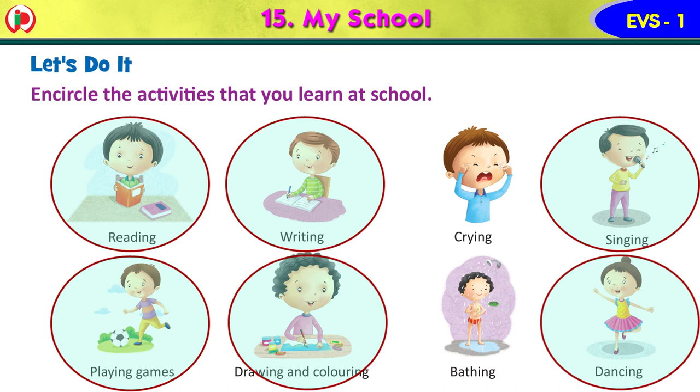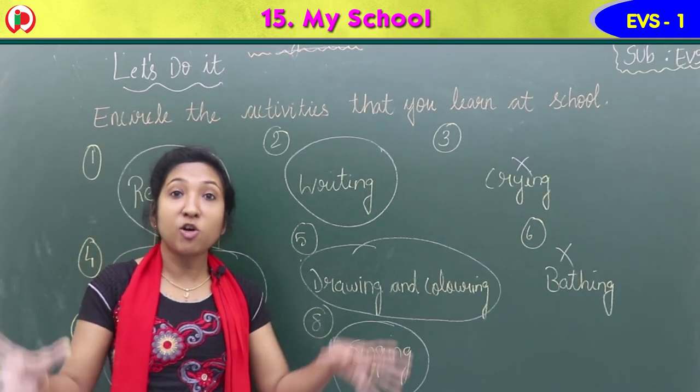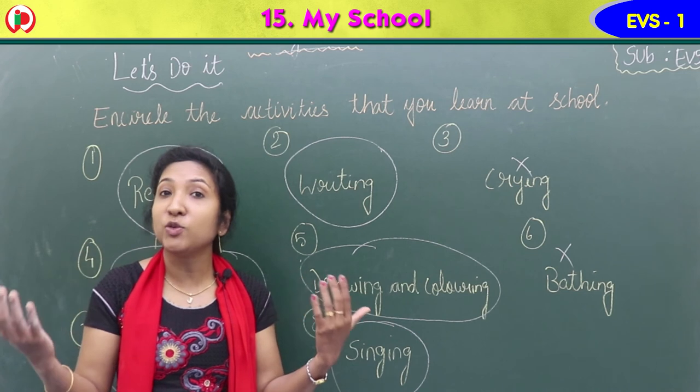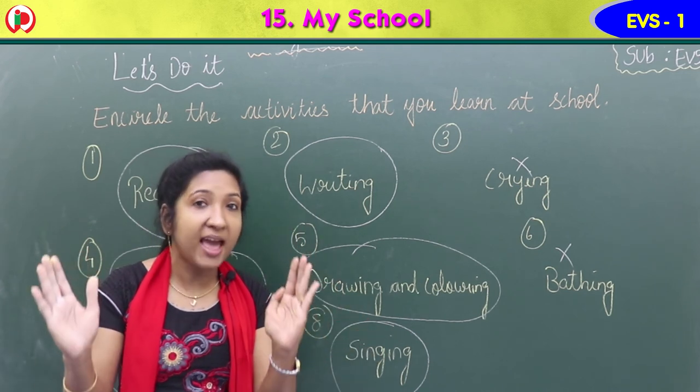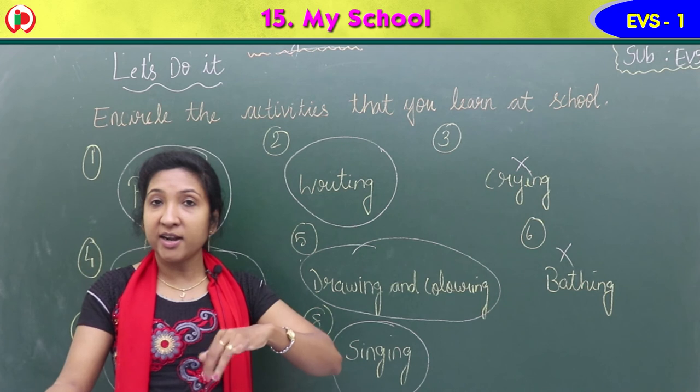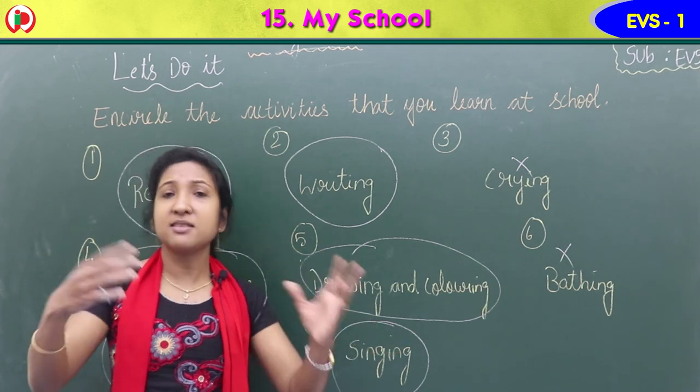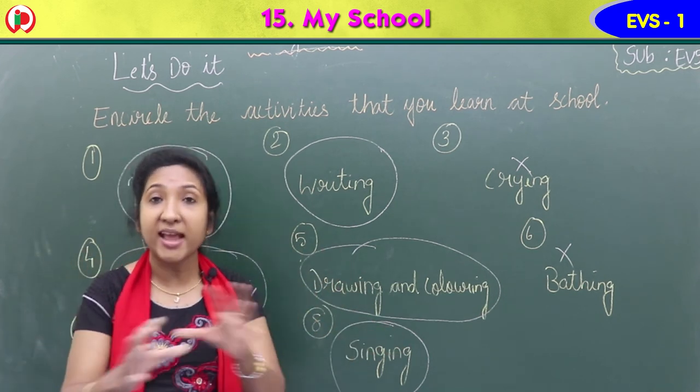Okay, so we circle all the activities that happen at school. Which are the activities at the school? Reading, writing, playing games, drawing and coloring, dancing, singing. These are the activities that we do at school. Okay, children? So children, do all the good activities that you can do at school and be always active. For learning, studying, writing, reading, singing, dancing, playing, these are all activities, right?